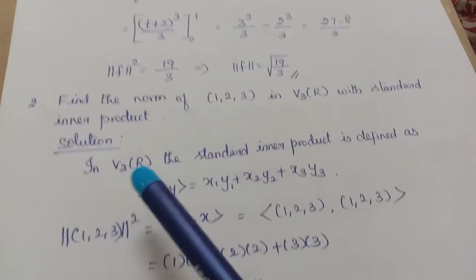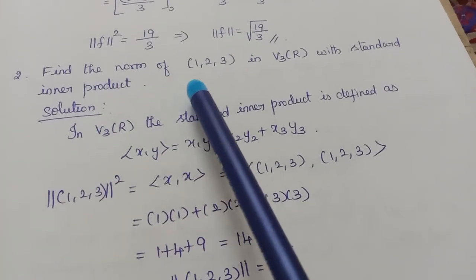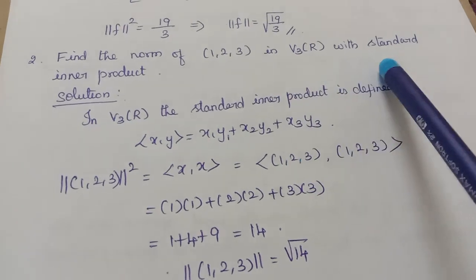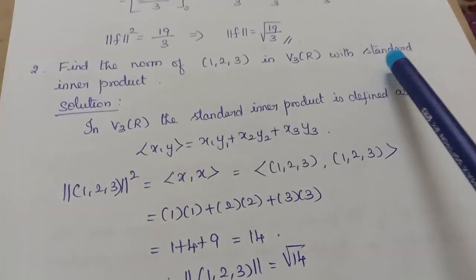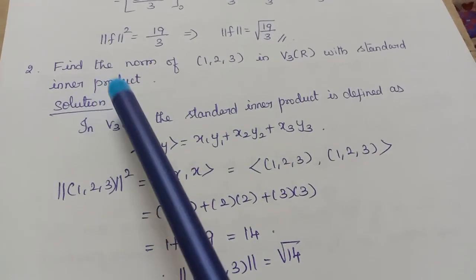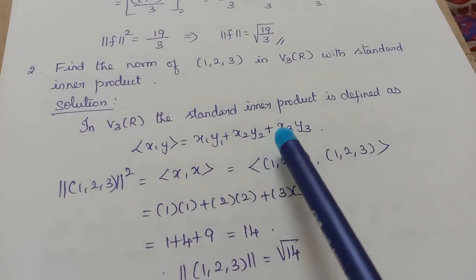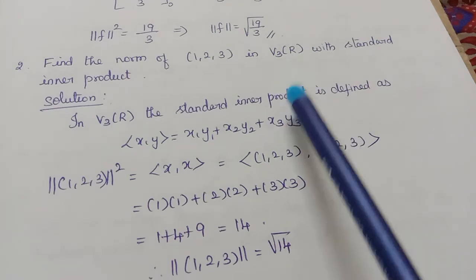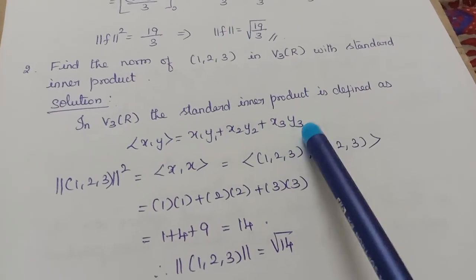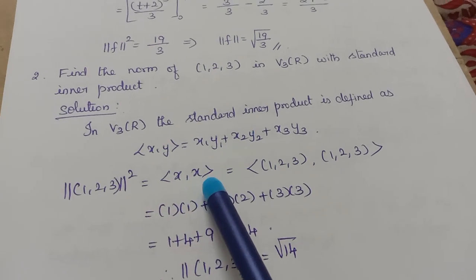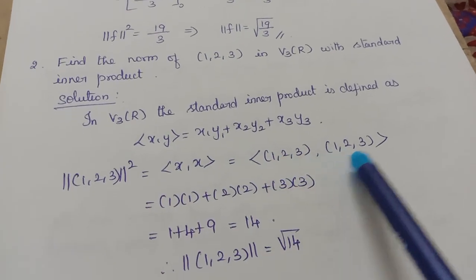Okay. Next, let's see one more problem. Find the norm of 1, 2, 3, a triplet in V3 of R with the standard inner product. See, they have given simply the standard inner product. What is the standard inner product? The inner product of x, y equals x1 y1 plus x2 y2 plus x3 y3. Here it is V3 of R, so we have to stop at the third coordinate. So the norm of 1, 2, 3 is equal to the square root of the inner product of x with itself, that is, 1, 2, 3 with itself.